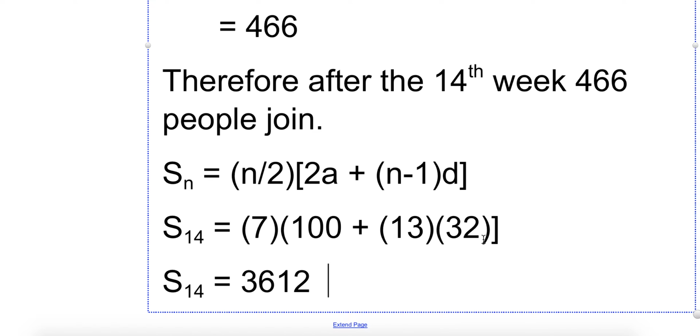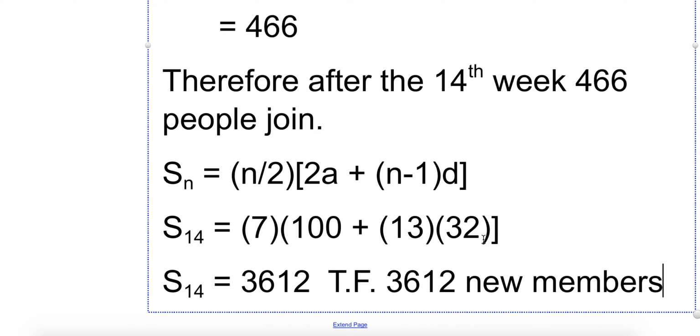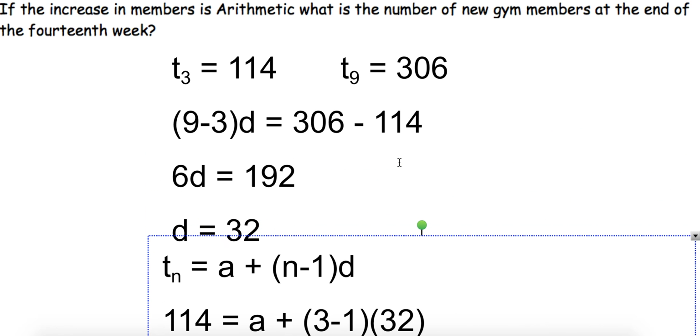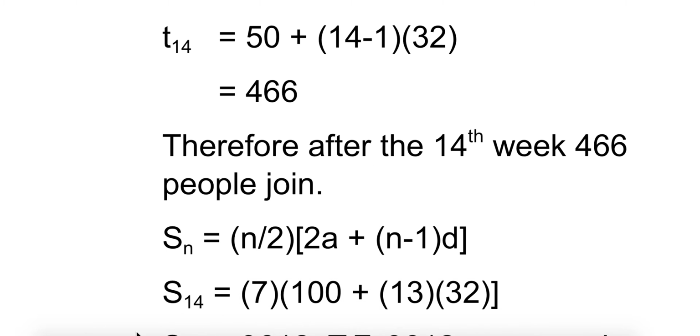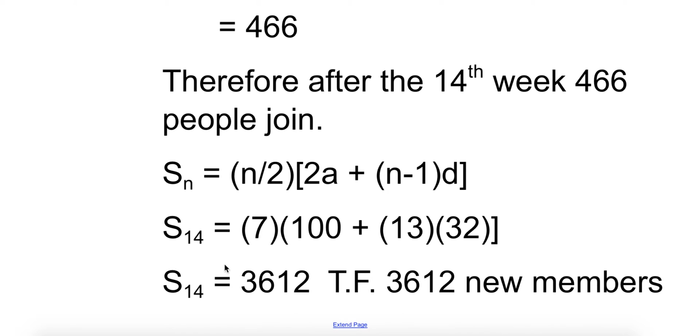Therefore, short form, 3,612 new members. Okay, so you have to be really careful with the wording of the questions. Here it said, what is the number of new members at the end of the 14th week? If it said the number of new members in the 14th week, then that would be TN, like I originally solved for. But because it's at the end, it's including every new member we've had. So that's what we're going to be looking at.